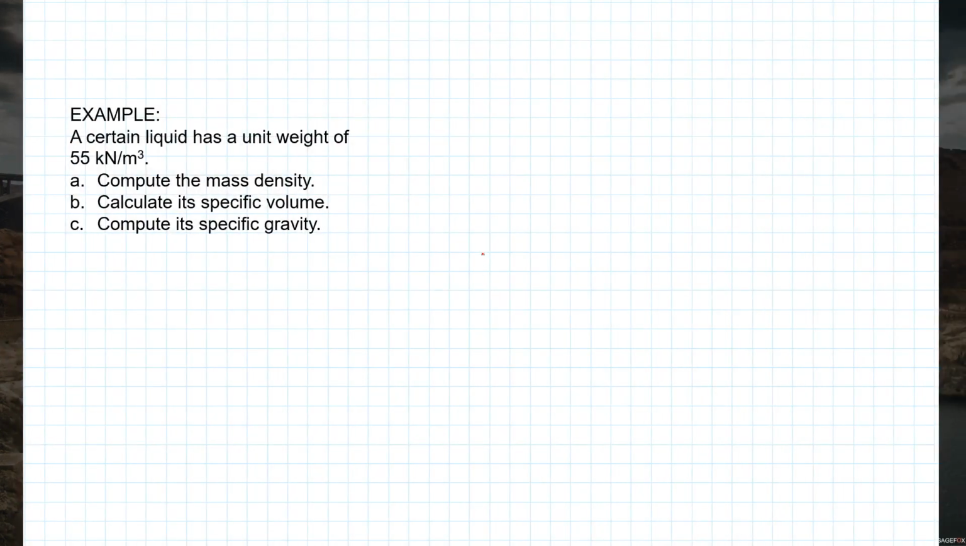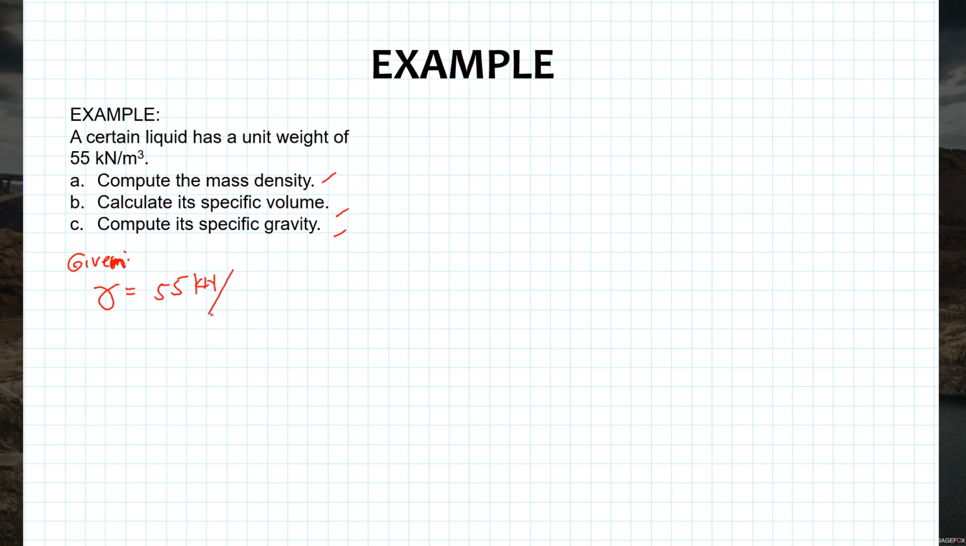Next slide. Another example. A certain liquid has a unit weight of 55 kilonewtons per cubic meter. We are required to determine the density, specific volume, and the specific gravity. So let's write first the given, which is a unit weight of 55 kilonewtons per cubic meter.